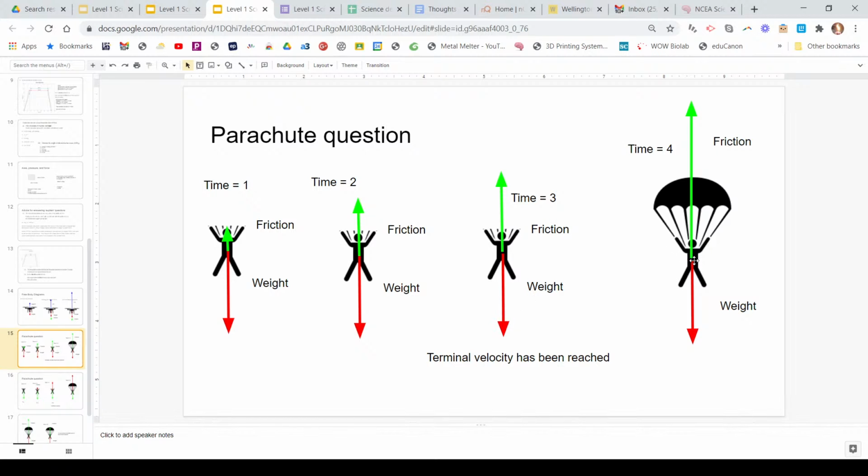If they then pull the parachute, we get a much bigger friction force and the same weight force, remembering their weight force can't have changed, and so the much bigger frictional force upwards means that they are now decelerating, so they are slowing down as they fall.